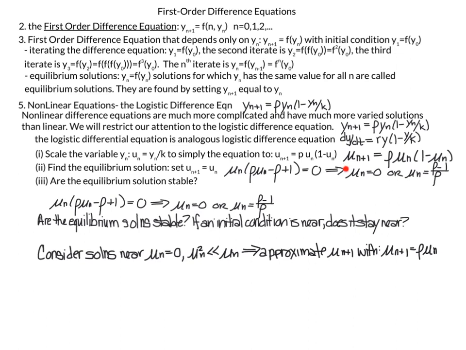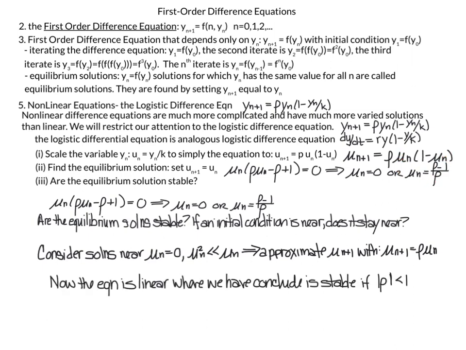So we're going to consider our first equilibrium point, mu_n equals 0. When mu_n equals 0, that means mu_n squared is much smaller than mu_n, right? Because mu_n is small, and when you square a small number less than 1, it gets even smaller. So we're going to approximate mu_{n+1} with just the rho mu_n portion. We're going to ignore this part where we have the mu_n squared. And what that allows us to do is look at this, because now we're linear. We no longer have the mu_n squared terms.